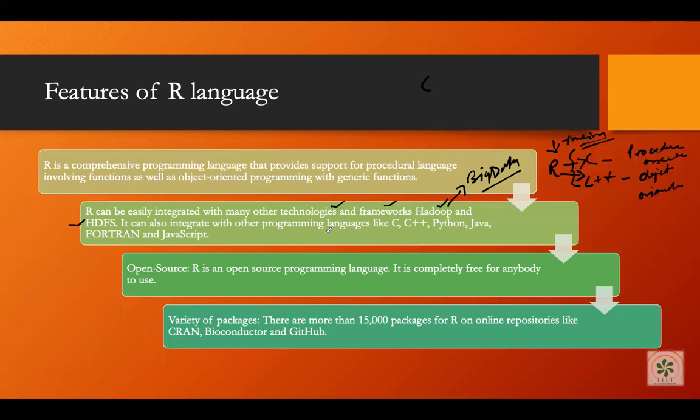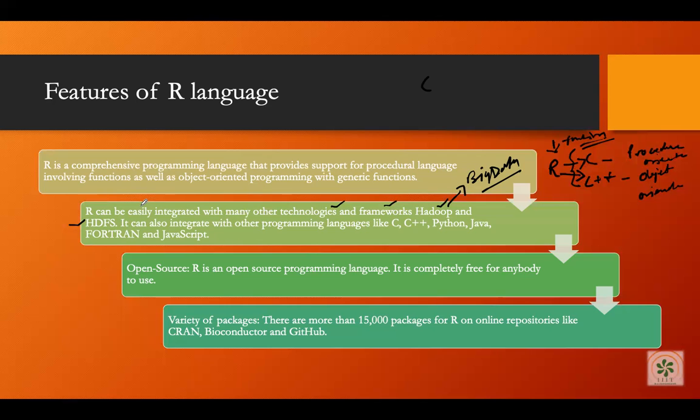So we are here, I think in the second one, right? We have completed this, the procedure oriented, and so R is very much adopting the procedure oriented as well as the object oriented programming together. Okay. Next feature, if we talk about, R can be integrated with different technologies and frameworks like Hadoop and HDFS. There are many other technologies that can be connected with it.